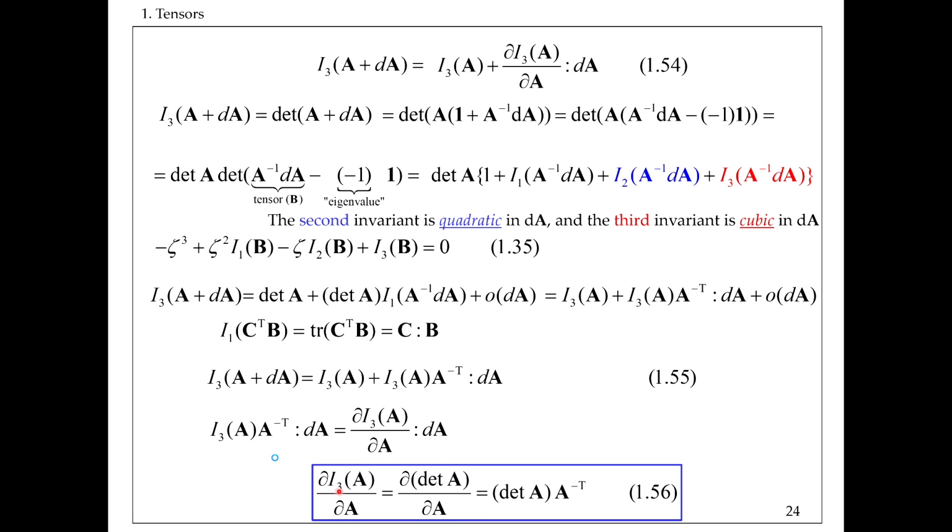Interestingly, when we take the derivative of the determinant of A with respect to A, or I3 with respect to A, the result is the same determinant of A multiplied by A minus transpose. So we took I3, took the derivative with respect to A, and we obtained I3 multiplied by A minus transpose. This is an important result that will be very useful for us, and many times save time on not repeating the whole derivation here. This is the expression that we can now safely use because we know how to derive it.